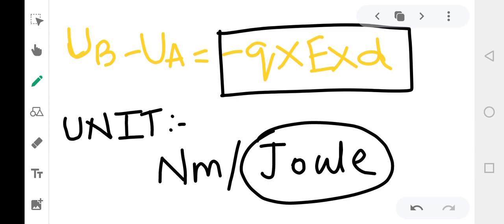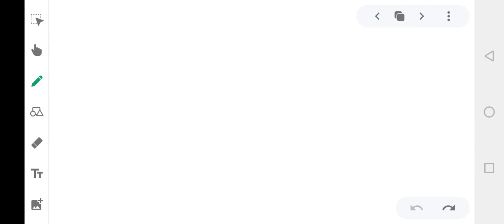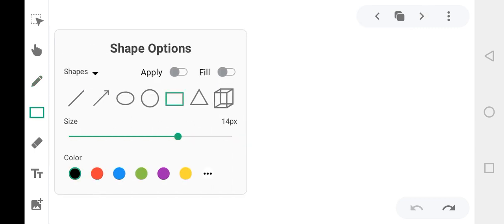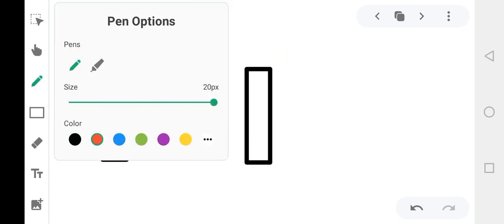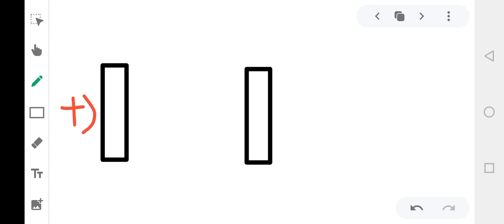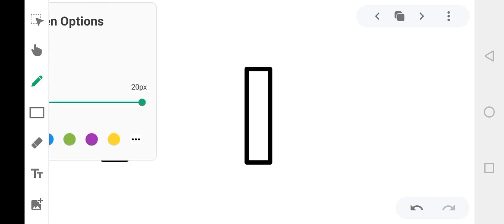Okay, so now moving forward, I have an example for you. Let me take two plates. There is one plate here, and there is another plate. Let me draw it again. There is another plate here. There are two plates, and what is happening? This is my positive plate here, and this is my ground or negative plate here.